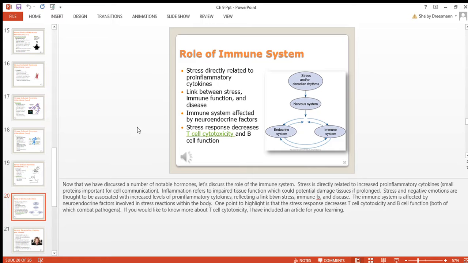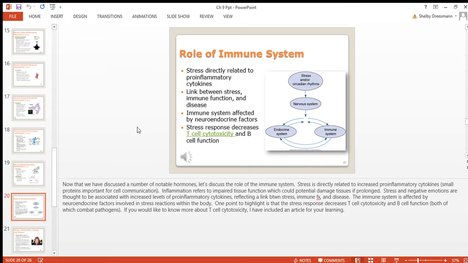Role of the immune system. The immune system is directly related to increased pro-inflammatory cytokines. So pro-inflammatory cytokine stress is directly related. Star that. I could see that being a test question. Cytokines are small proteins important for cell communication. Sorry, let me start this all over again.